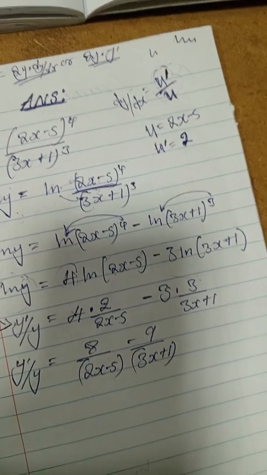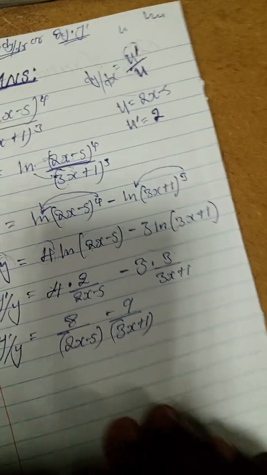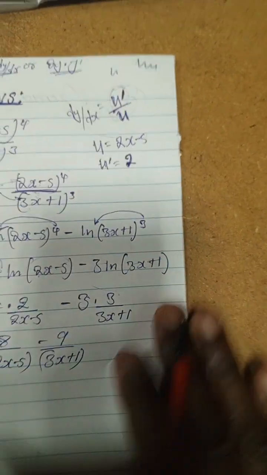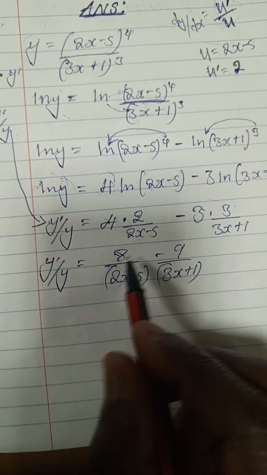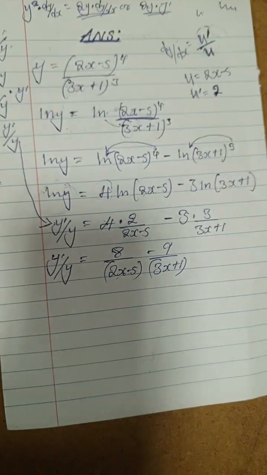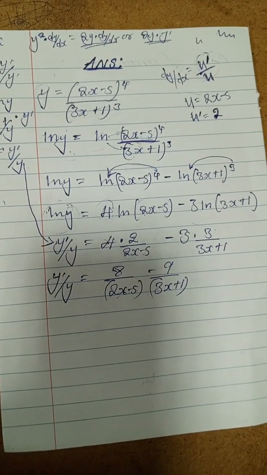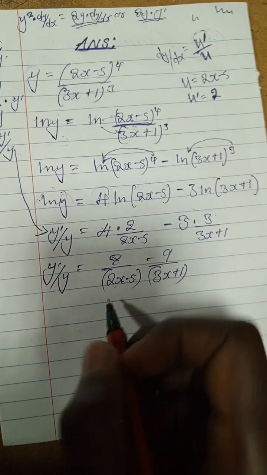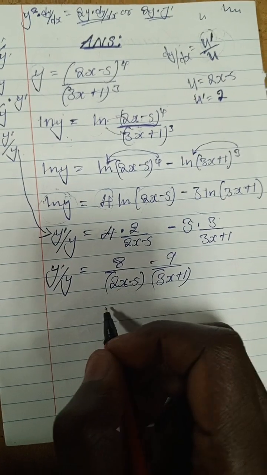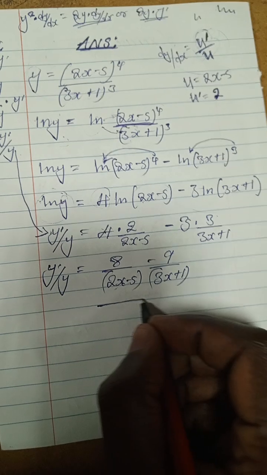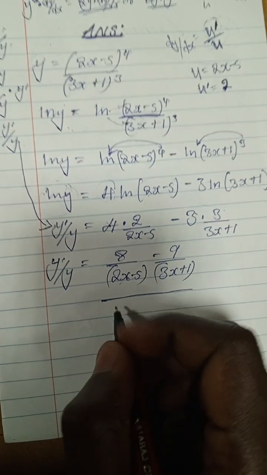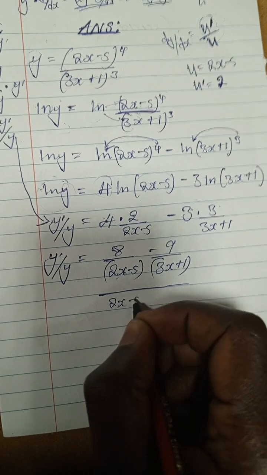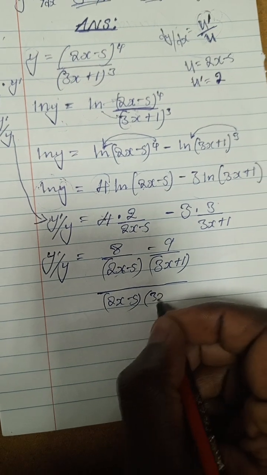So we've reached this stage, and at this stage we all know that what we are supposed to do is subtract this. Subtracting this kind of problem, we have to come up with a common denominator, and a common denominator of both of these fractions is 2x minus 5 times 3x plus 1.